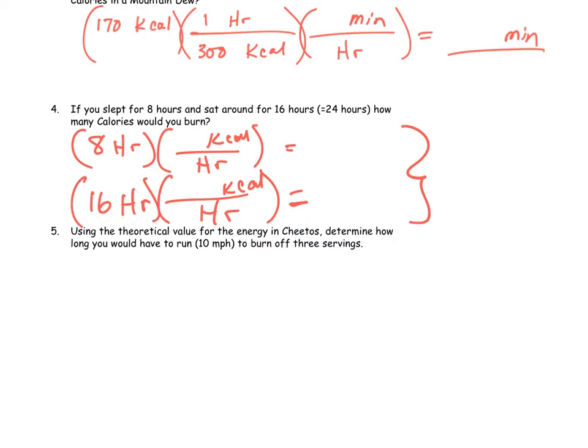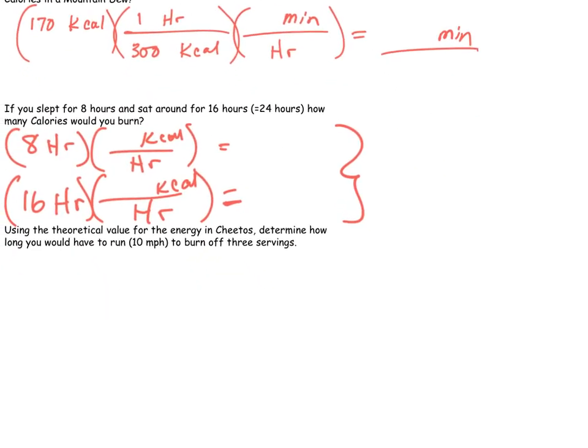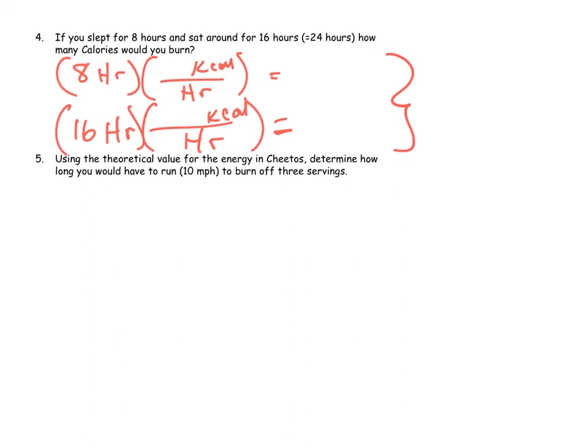Sleep for 8 hours. Let's see, that's on the very first thing, 80 kilocalories. And then sitting, 100 kilocalories per hour. So sleeping and sitting, you still burn calories. So we'll figure those two, add them together.